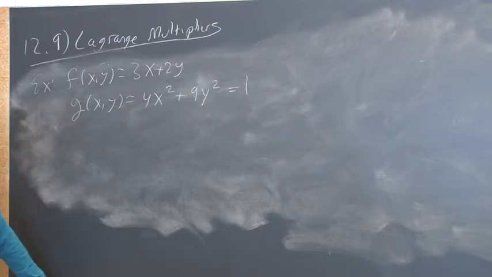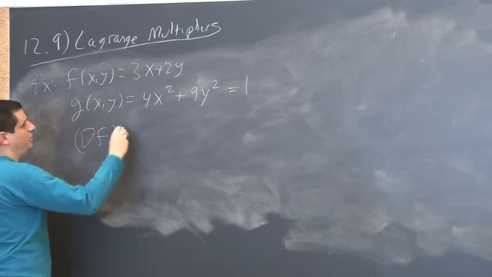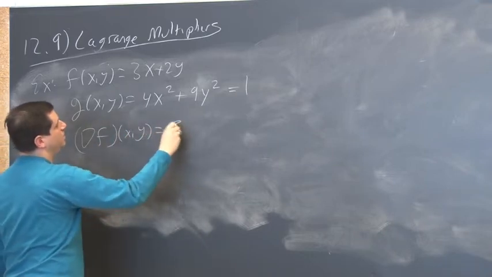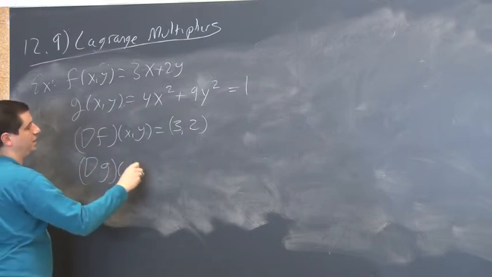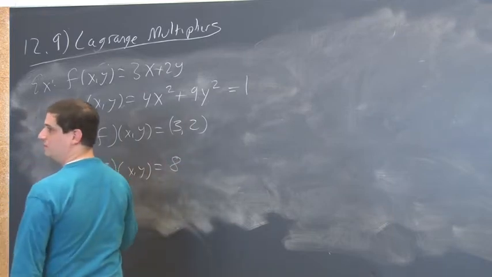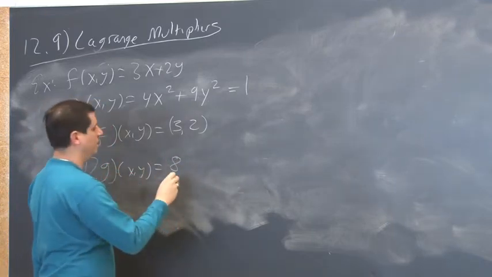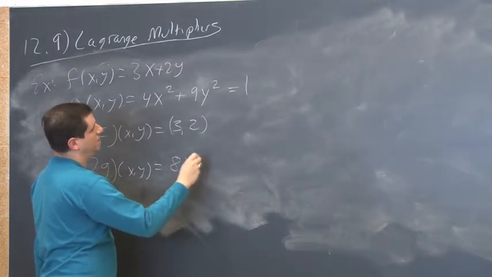Okay, so we now have our value of c. We have our functions f and g. What do we compute? The gradients. So the gradient of f at a point x, y is going to be 3, 2. The gradient of g at the point x, y is going to be, did I change the function from before? I changed the function from before. It doesn't matter. It's going to be 8x and then 18y.